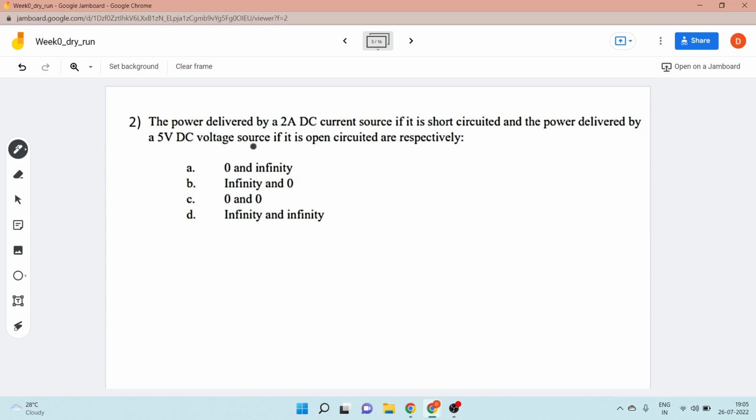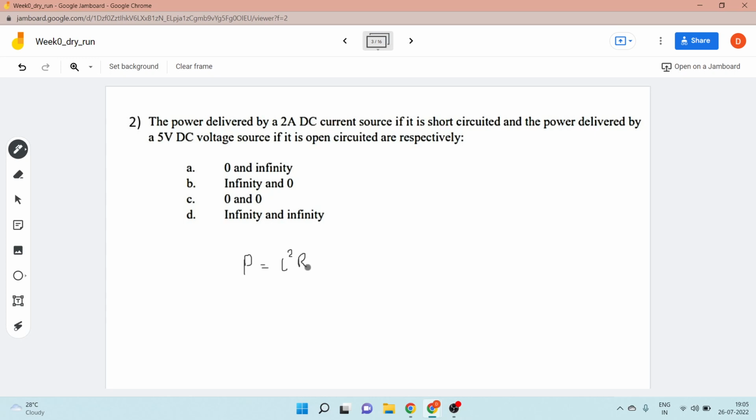The next question is, the power delivered by a 2 ampere DC current source if it is in short circuit, and the power delivered by a 5 volt DC voltage source if it is open circuit, respectively. The four options are given. Could you try this out? Right now we will dive into the solution since there are no participants.